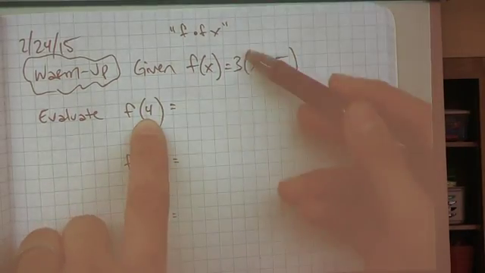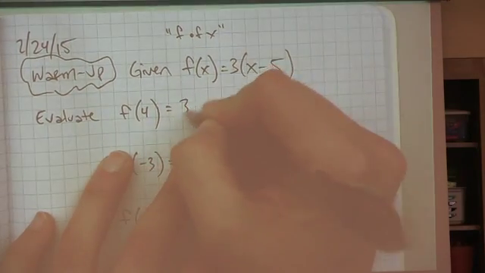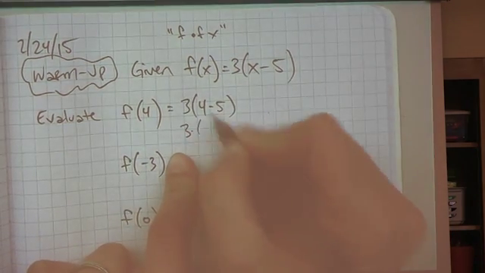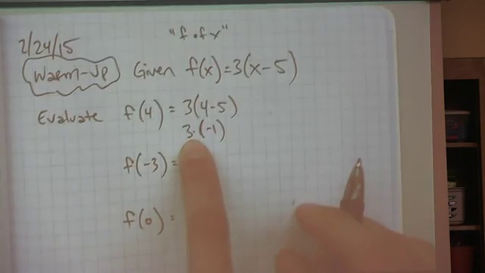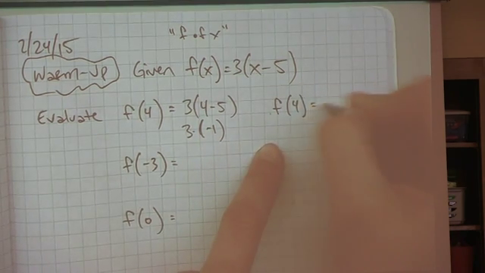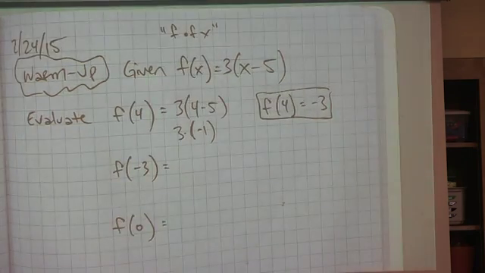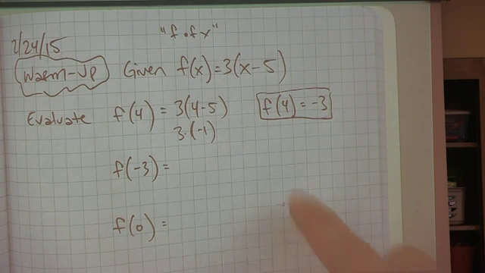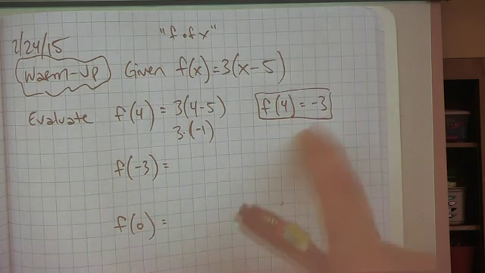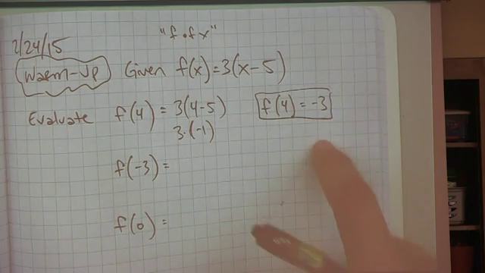Like we said, we're plugging in 4. Fairly straightforward. You guys have plugged in numbers a lot of times. 4 goes in for x, so x is now 4. 4 minus 5 is -1. And 3 times -1 is -3. So we're going to write that like this: f of 4 is -3. That's what that says. It says when I plug in 4, I get out -3. Simply a notational piece.